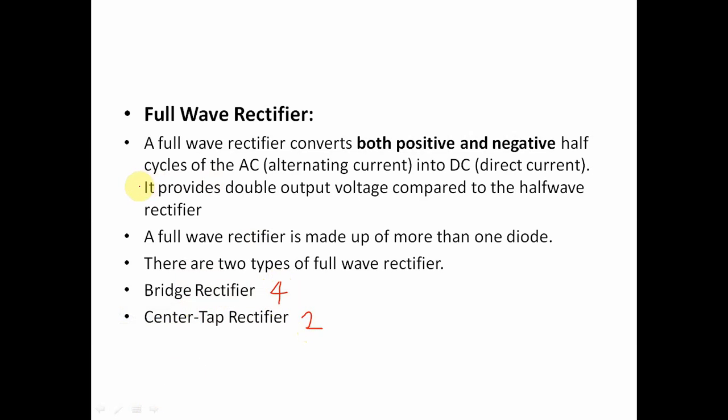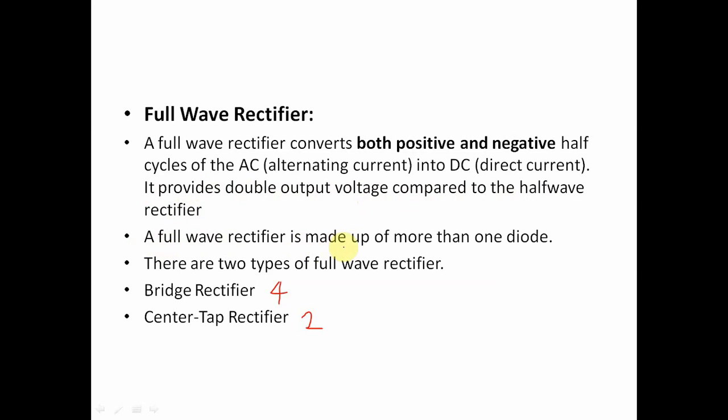What is the meaning of full wave rectifier? A full wave rectifier converts both positive as well as negative half cycles. A half wave rectifier only conducts for the positive half cycle and does not conduct for the negative half cycle, but a full wave rectifier conducts for both positive as well as negative half cycles. Basically, a rectifier is used for conversion of AC into DC. This DC is pulsating DC. It provides double the output voltage compared to the half wave rectifier.